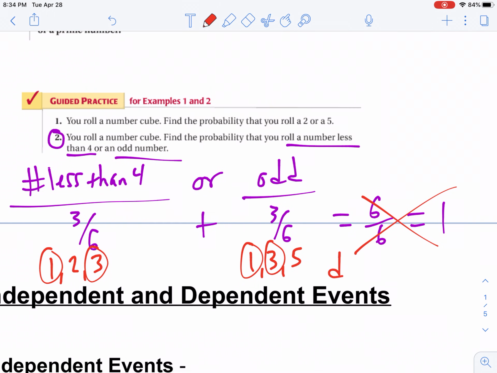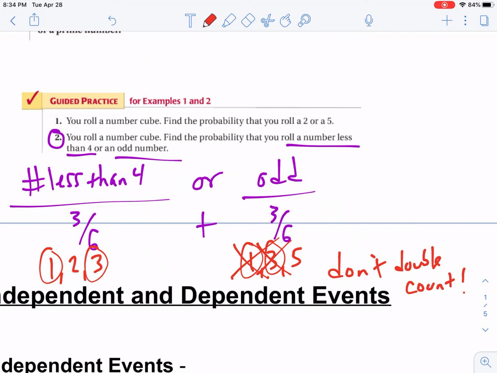So we don't double count. What I usually do is I just cross them out. If I'm counting the 1 and the 3 in the first group, I can't count them in the second group. It doesn't matter which group you cross them out from, as long as you cross them out once.